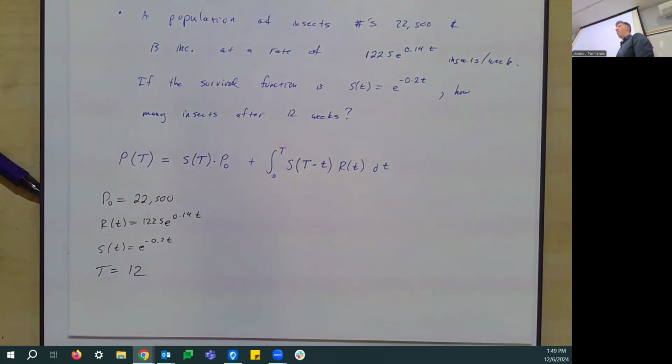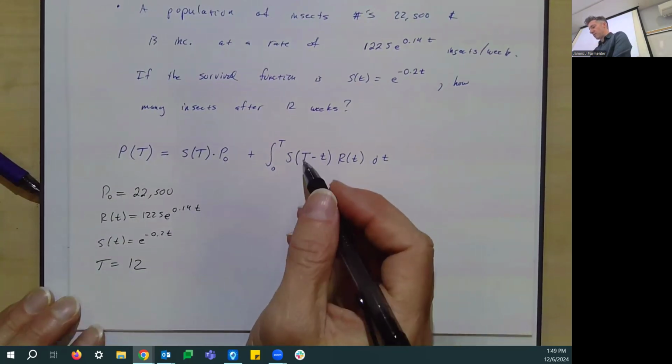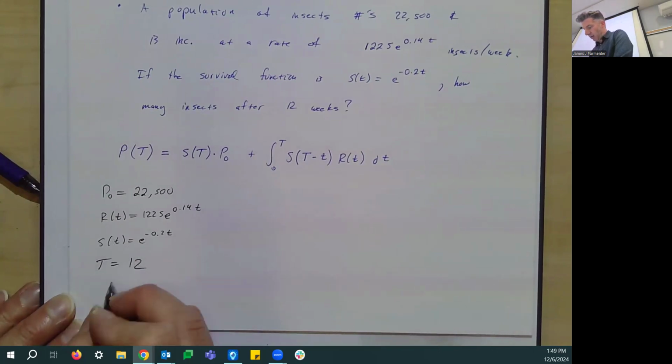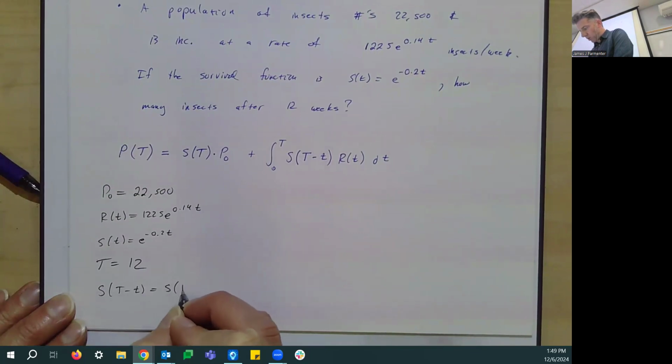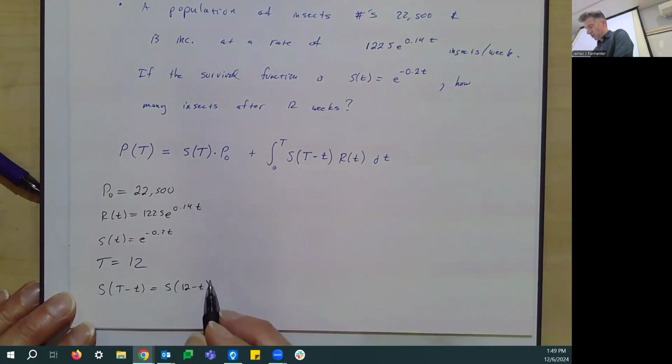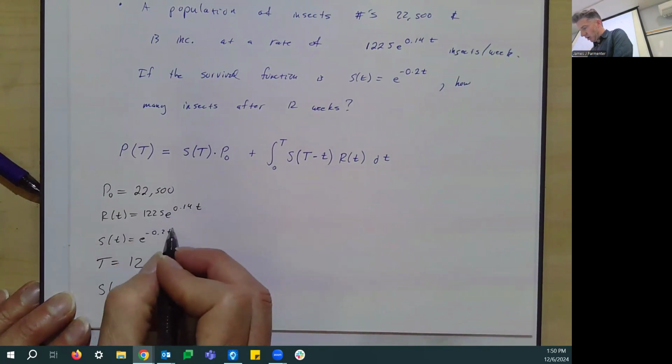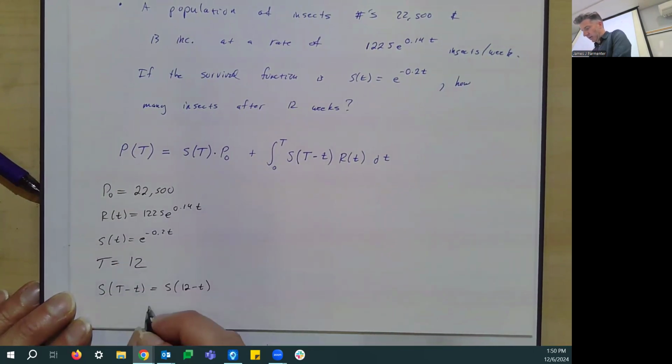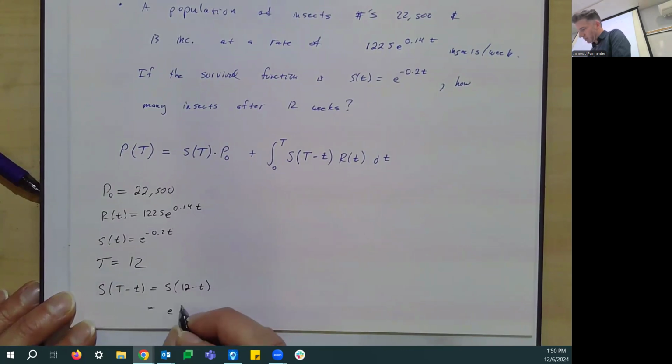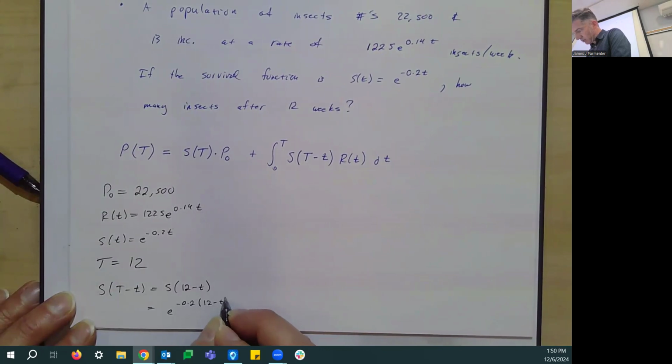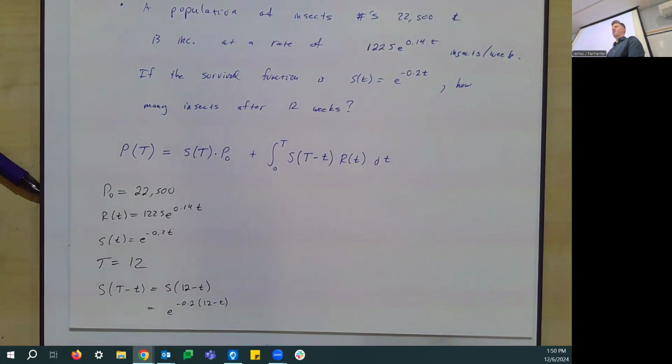So now we need to take all that and put it into the equation. It's probably worth your while to write this out down here. S of capital T minus lowercase t is S of 12 minus lowercase t. So we're just going to replace the t here with a 12 minus t and get e to the negative 0.2 times parentheses 12 minus t. That part always feels a little bit weird, so I would recommend doing that.